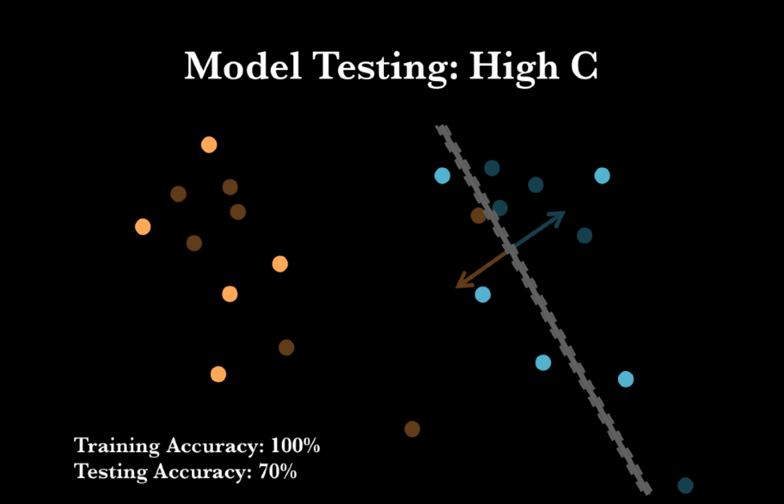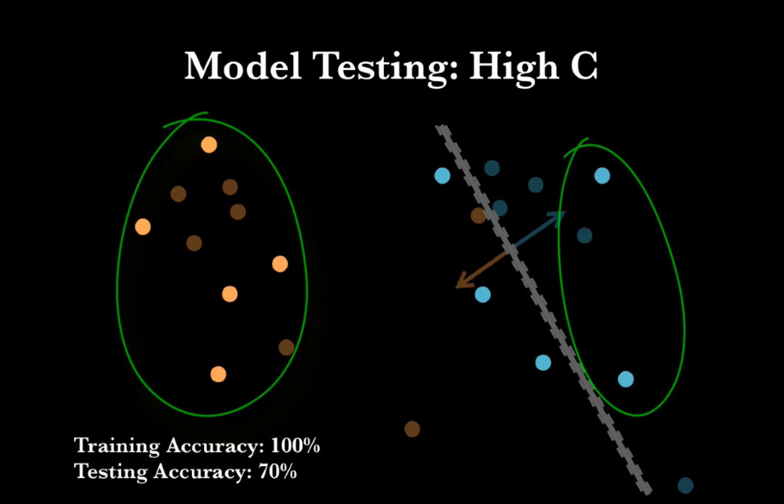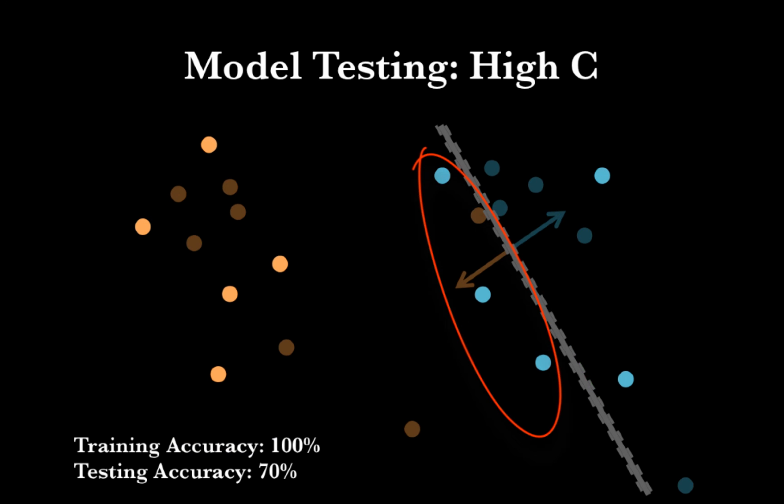because the model was able to correctly get these 5 orange points as well as these 2 blue points. It got 7 predictions correct, but it also missed 3 predictions. So it has 7 out of 10 correct, therefore it has a 70% testing accuracy.